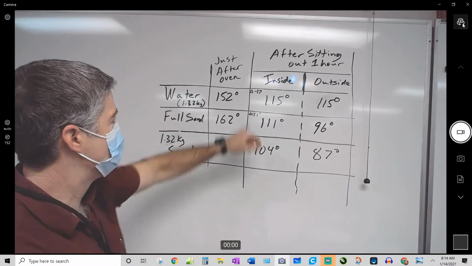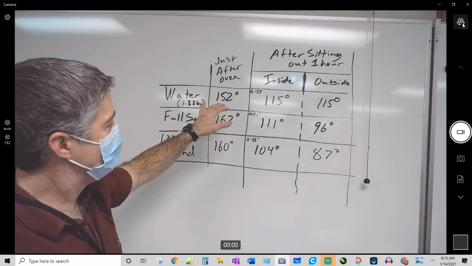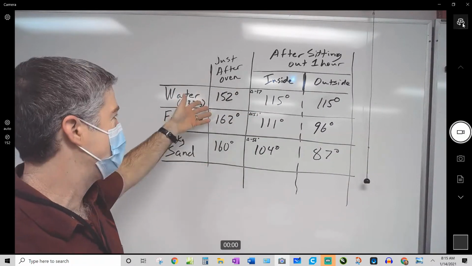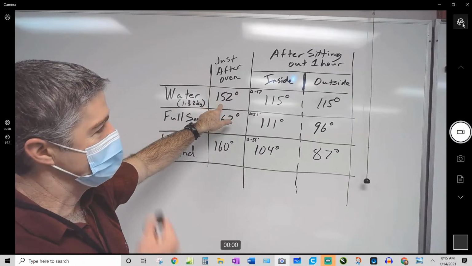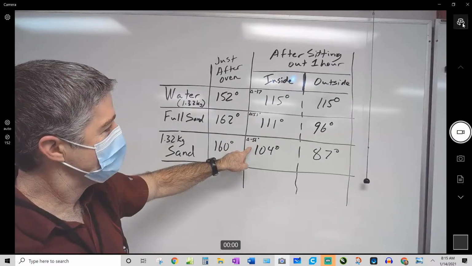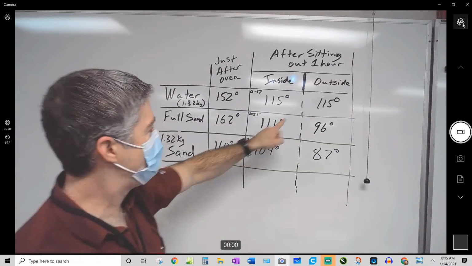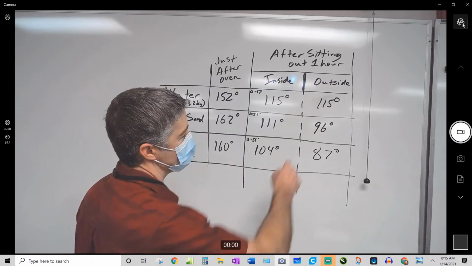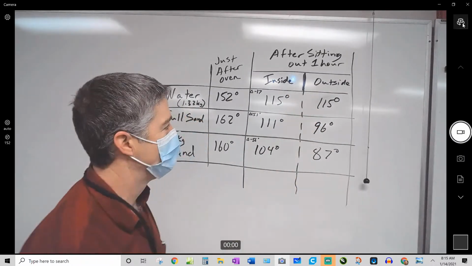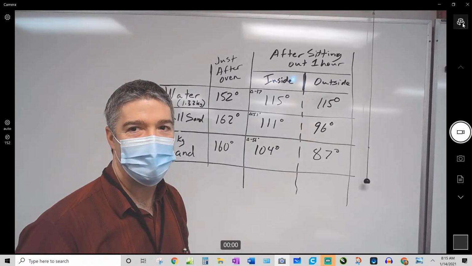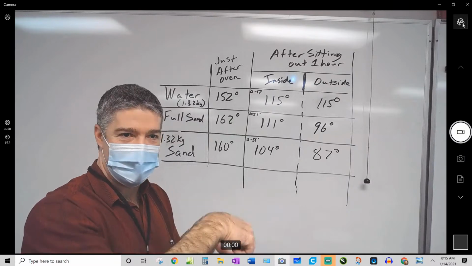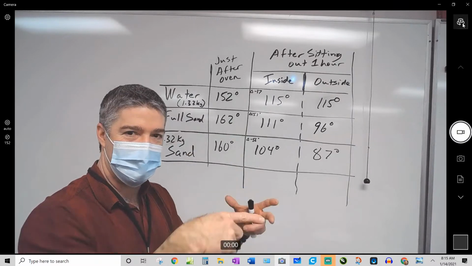Anyway, which one heated up the fastest or slowest is kind of unclear. Probably the water heated up the slowest, and definitely the water cooled down the slowest. And then the other interesting thing is if you compare the inside and outside, the water temperatures are about the same. And why is that? Why is the water the same in the center and the edge, but the sand is warmer in the center and cooler on the edge?